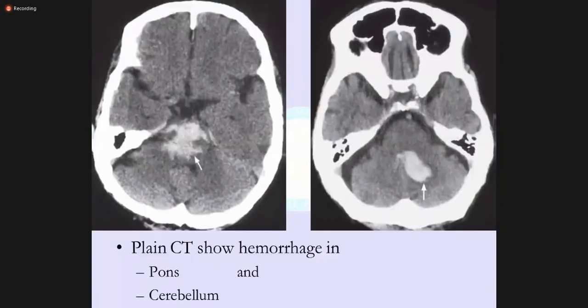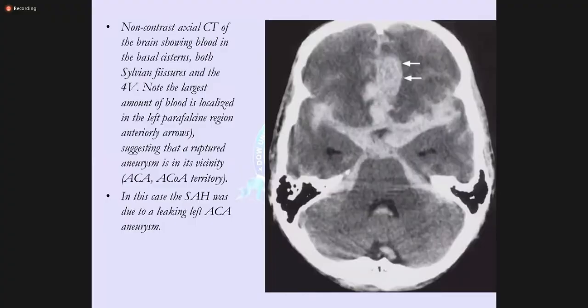Now, this is the CT scan, axial section plane. You can easily appreciate some hyperdensity in the posterior fossa, centered in the region of the pons and the left cerebellum. This hyperdensity is hemorrhage. Now, here you can again appreciate hyperdensity in the basal cisterns. Look, there is this globular hyperdensity along the left peripheral sign region. So it could be due to a leaking aneurysm.